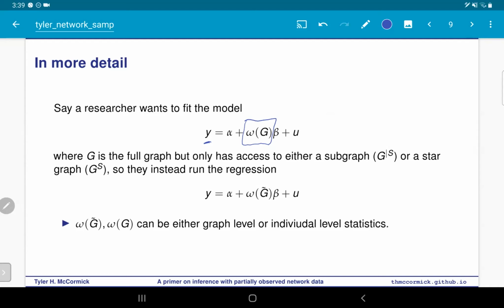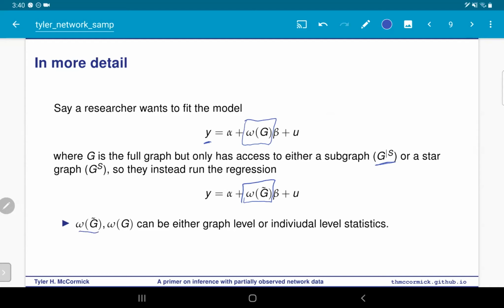The setting we're going to think about is a case where you don't have access to the full graph, but instead you have access to either a subgraph, an induced subgraph, meaning the connections between all of the sampled individuals, or a star subgraph. So instead you run a regression where omega g is the statistic on the full graph, and omega g tilde is the statistic on the subgraph, either the star subgraph or the induced subgraph.